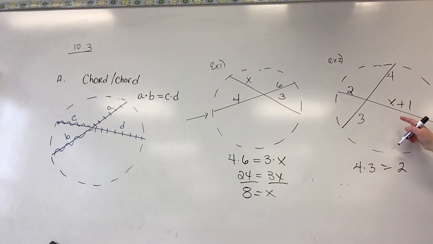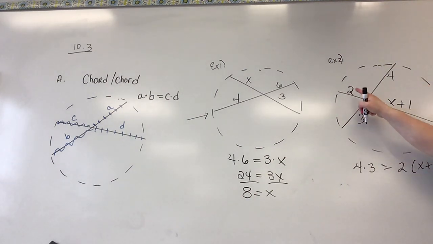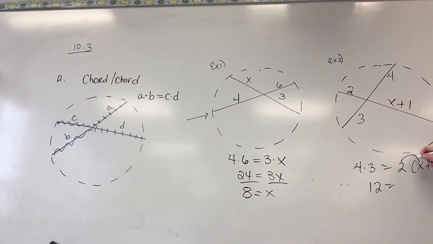But promise me, anytime you have a binomial or bigger, I want you to put it in parentheses. Because if you don't, then sometimes you'll lose that distributive property. So part times part equals part times part. So 12 equals, and the distributive property would be 2x plus 2. Subtract the 2 and get 10 equals 2x, and divide, and I get 5. Okay, how's that one?